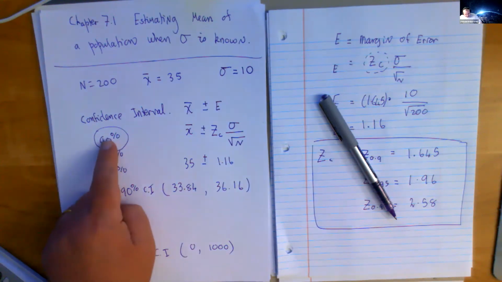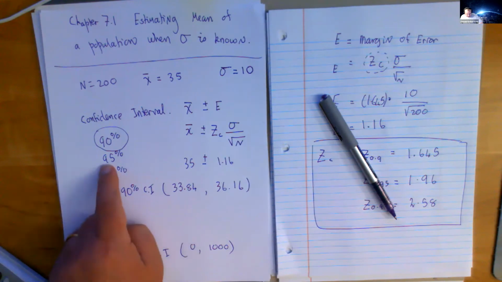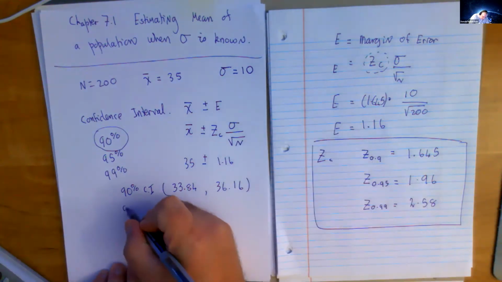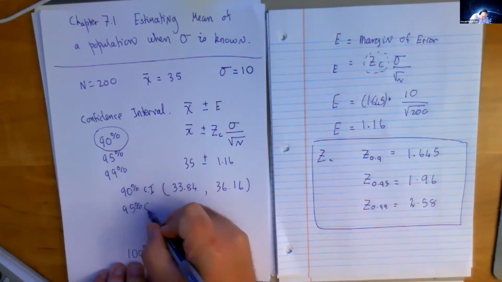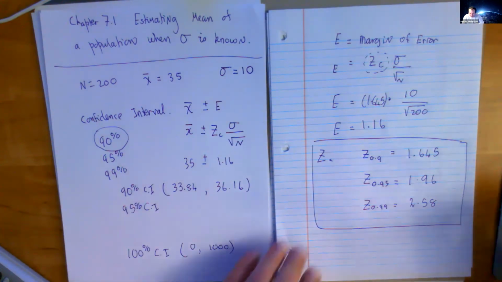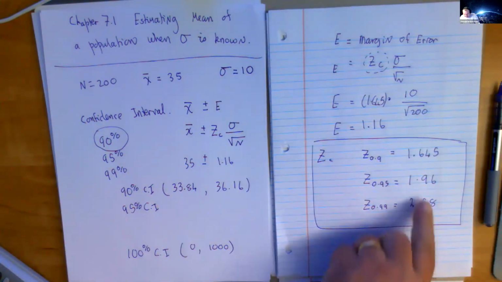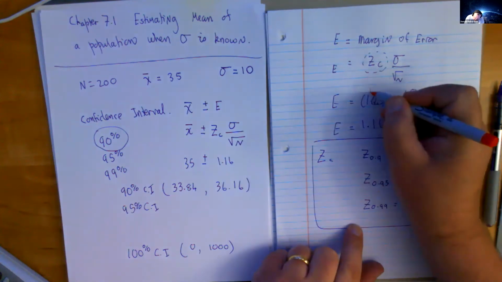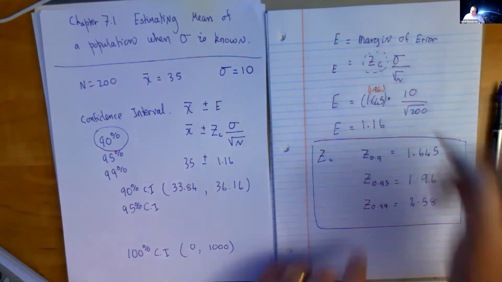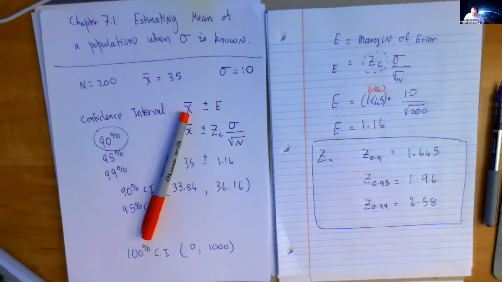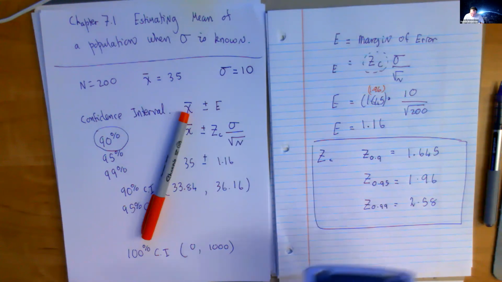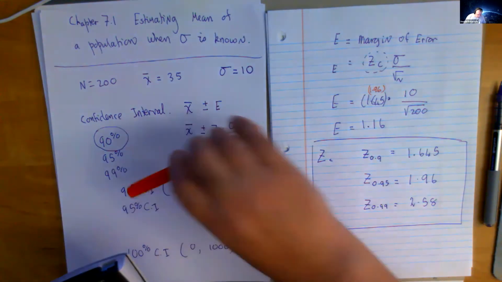A 90% confidence gives me this interval. If I did a 95% confidence, what would change? Well, see this calculation here? The only thing that would change is that I'd use 1.96 instead of that guy. And if I did a 1.96 instead of that guy, I would get 1.96 times 10 divided by the square root of 200. And the answer I'm going to get now is 1.39.